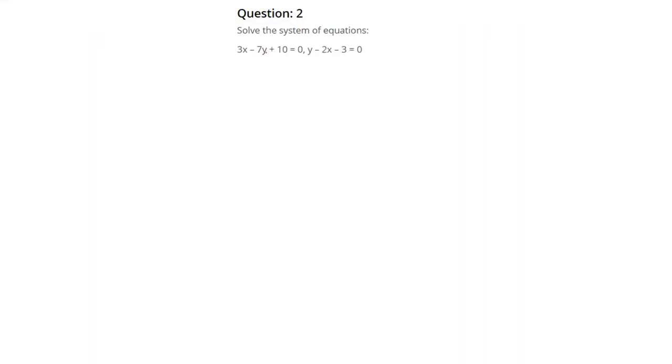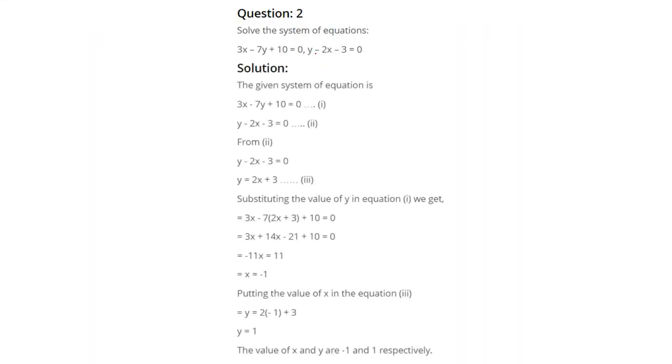Now here we have two equations, same procedure we are going to adopt. Y equal to 2x plus 3 we can write. Now we can replace this y by 2x plus 3 in this equation. What do we get? We get x equal to minus 1. This minus 1 can be placed here. So 2 into minus 1 is minus 2, 3 minus 2 is 1. So y equal to 1.